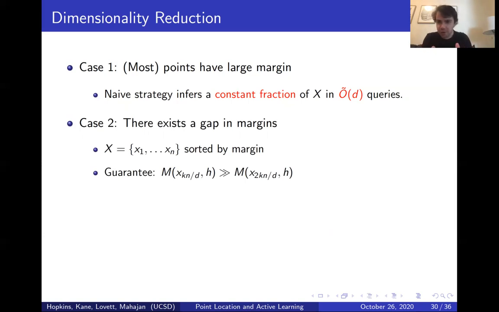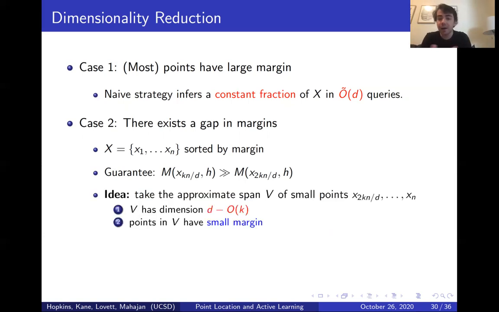You might notice this k parameter here is very similar to the k that I was talking about in the algorithm overview, that we're trying to learn a k over d fraction of points. And here we have a k over d fraction of large margin points. And indeed, this is what we're going to do. We're going to try to reduce to k dimensions and learn these large margin points in k dimensions. Now, how are we going to do this?